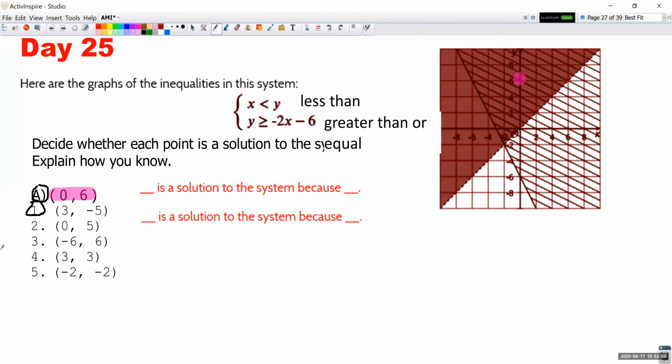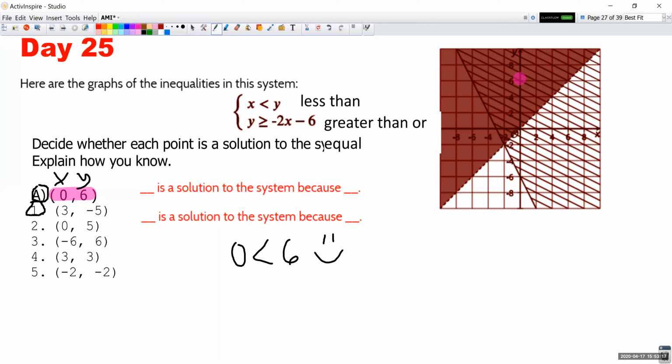So I know 0 is x, and y is equal to 6. So I'm going to substitute those two numbers in my inequalities. So it says x is less than y, so I'm going to put 0 is less than 6. Is that true? Yes, it is. So I like using happy faces. So I put a happy face because it's true.